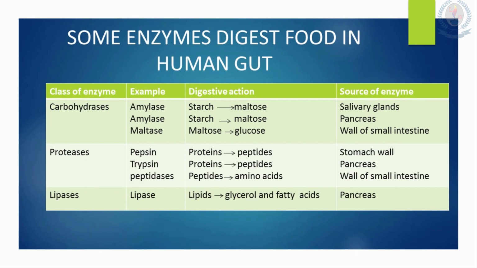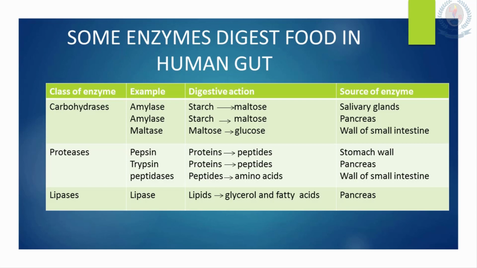The three main classes of food that you eat are broken down by three classes of enzymes. Carbohydrates are digested by enzymes called carbohydrases, proteins are acted upon by proteases, and lipids are broken down by enzymes called lipases. Here you can see from this table how those enzymes do their digestive action, what the source of each enzyme is, and how this happens.